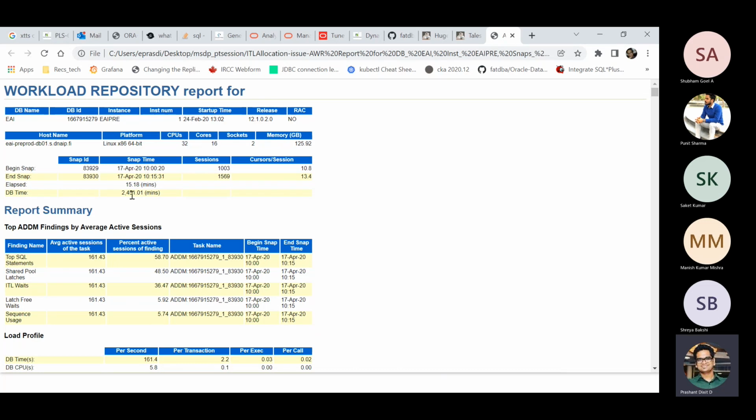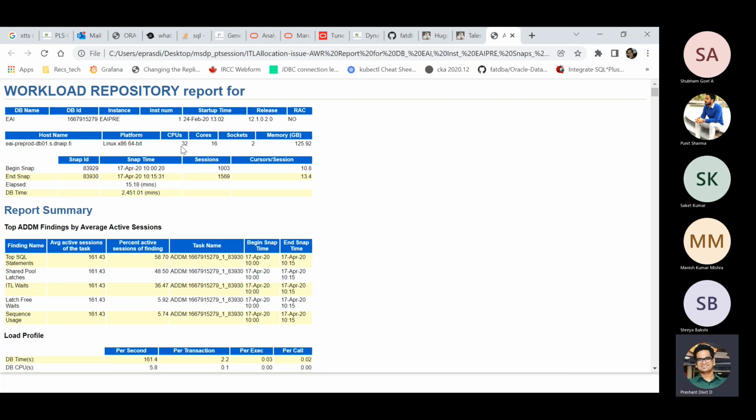Let's assume we have a different AWR from a different period of the same database, maybe one day before. On the same day we have this average number of active sessions very low. It was hardly 10 average active sessions. If you compare it with the CPU, of course the system is actively doing work, but 10 active sessions compared to 32 CPUs means a lot of CPUs are still free. That's what it represents, right?